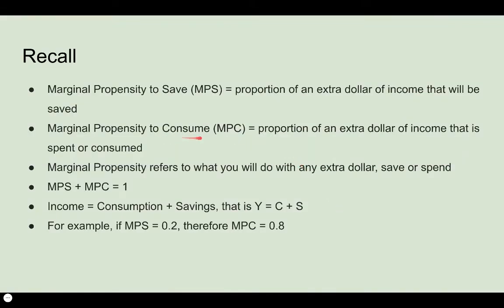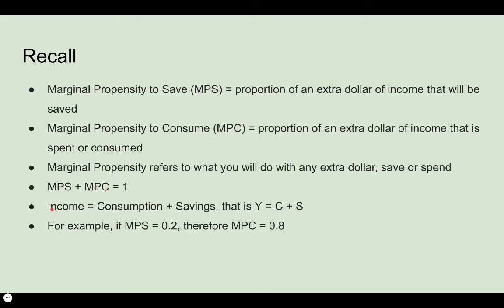So our marginal propensity to consume is the MPC, and it's the proportion of an extra dollar of income that is spent or consumed. So we're recalling this from year 11. Marginal propensity to save is the proportion of an extra dollar of income that will be saved. So if I give you an extra dollar, how much of it will you save? How much of it will you spend? And it can be written that MPS plus MPC equals 1.